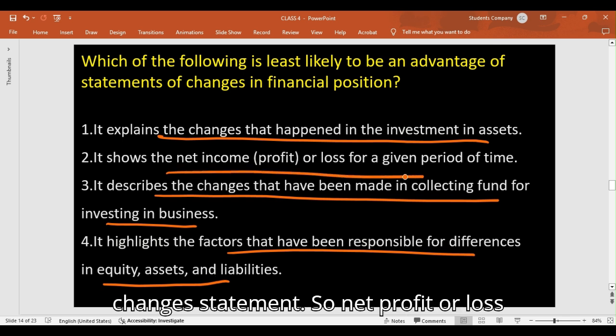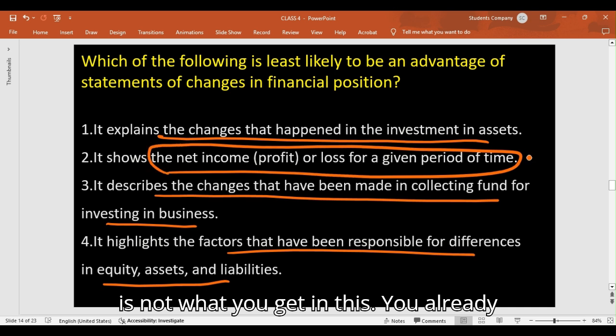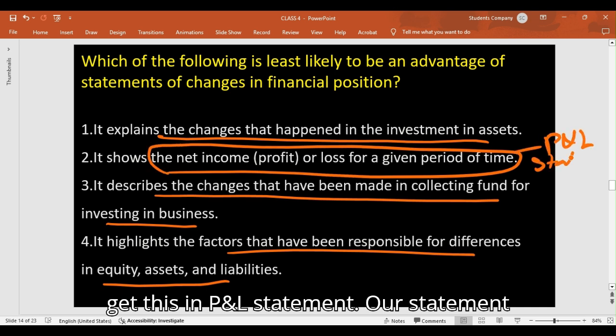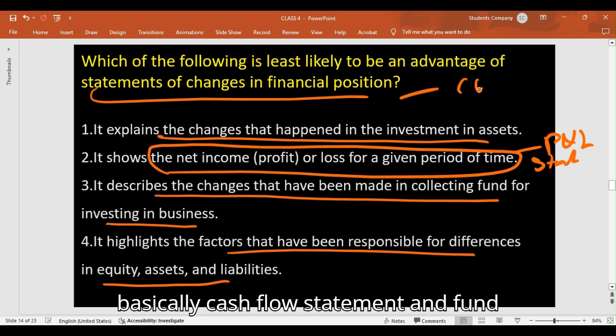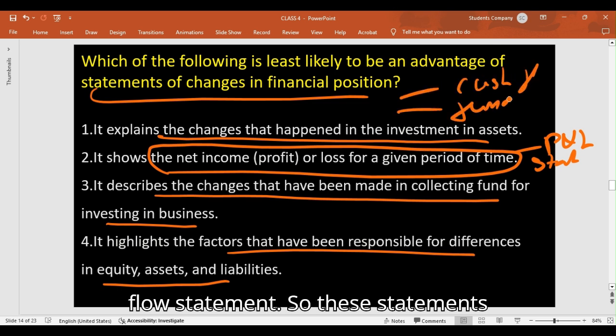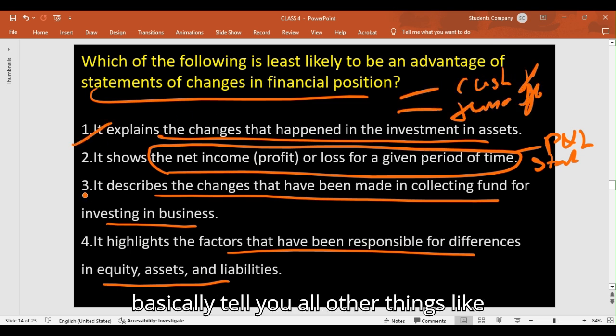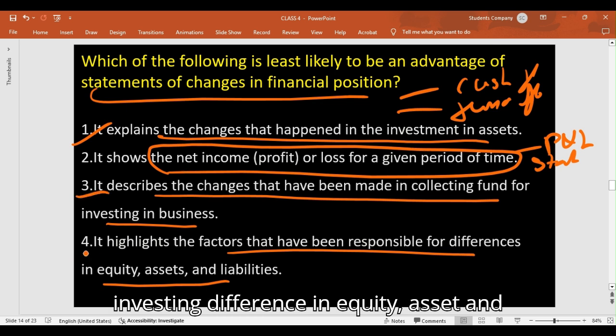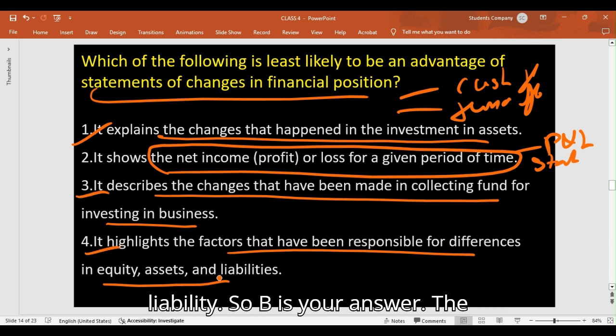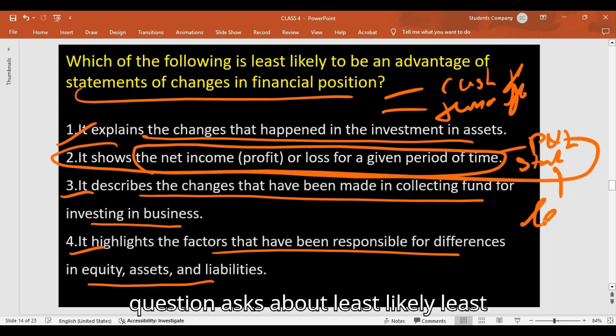Net profit or loss is not what you get in this. You already get this in the P&L statement. Our statements of changes in financial position are basically the cash flow statement and fund flow statement. These statements tell you all the other things like changes in investment, differences in equity, assets and liability. So B is your answer. The question asks about the least likely outcome.